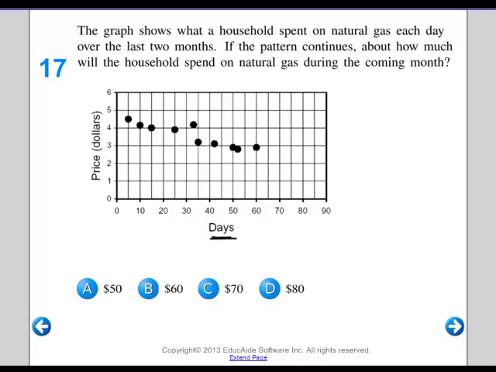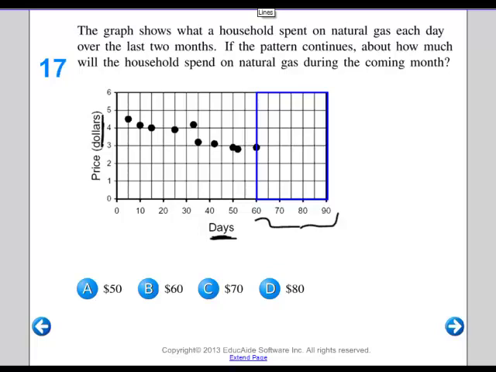Number 17. The graph shows what a household spent on natural gas each day over the last 2 months. If the pattern continues, about how much will a household spend on natural gas during the coming month? So we know a month is 30 days. So we have our days down here, our dollars here. So I'm really talking about this section of the graph right there. That's going to be our 30 days, from 60 days to 90 days.